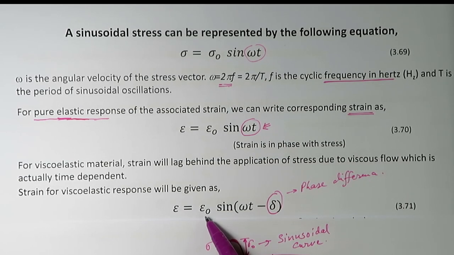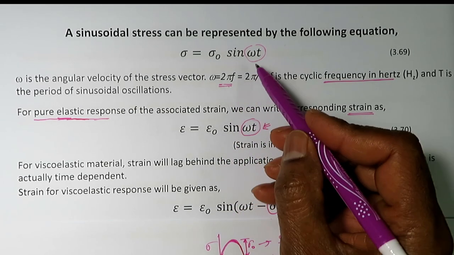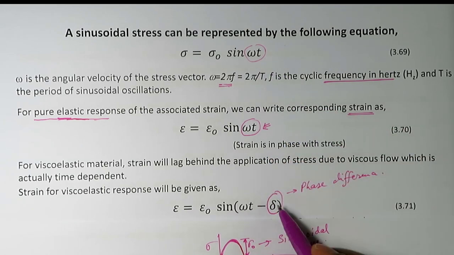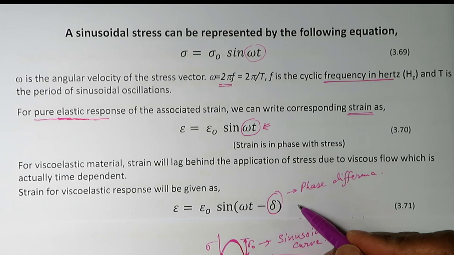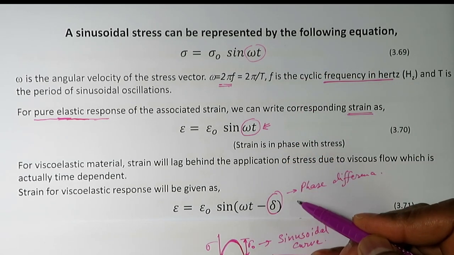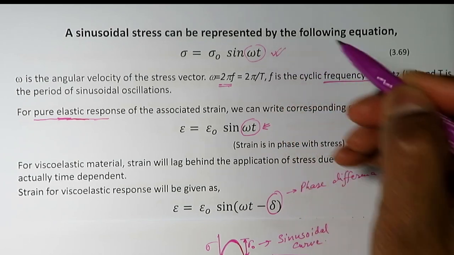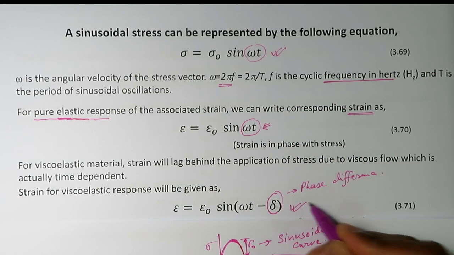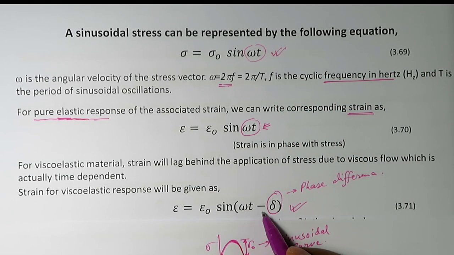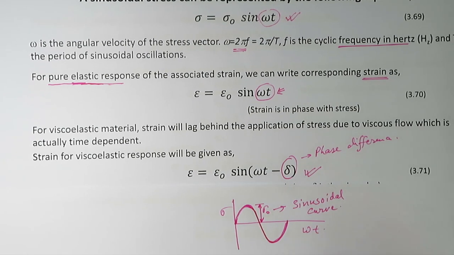That means the strain is not following exactly the way the stress is following, it is lagging behind by delta. So these are the two equations which we can use for stress and strain. So if a stress is moving in this way, the strain will move this way, lagging by a phase difference.